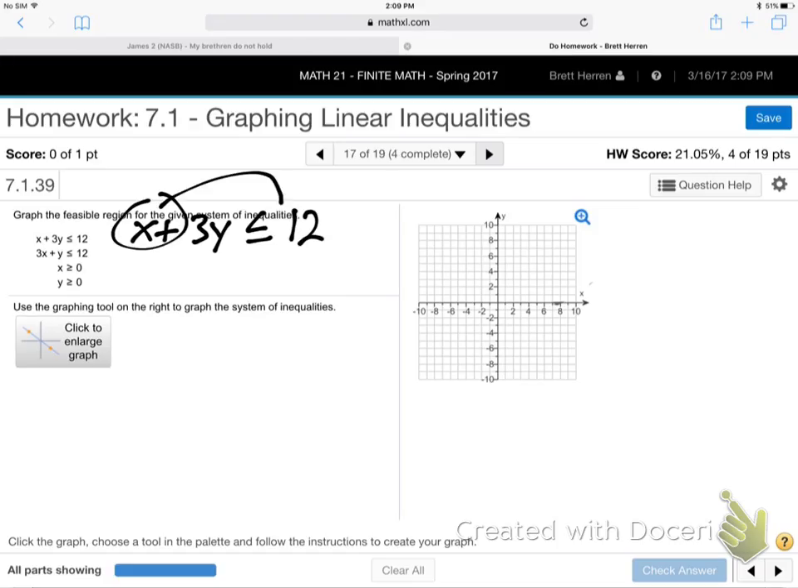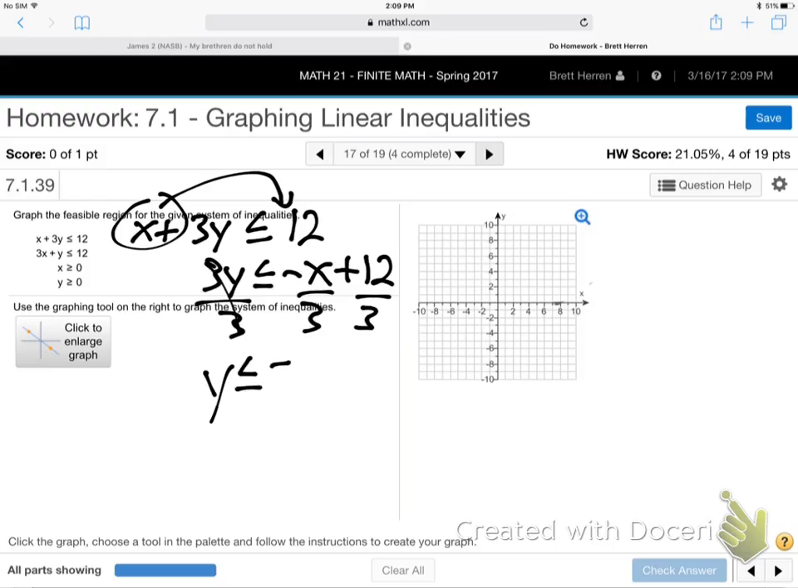So grab the x, jump it to the other side. We're trying to solve for y, right? Divide through by 3. That good to there? I got y alone real quick.